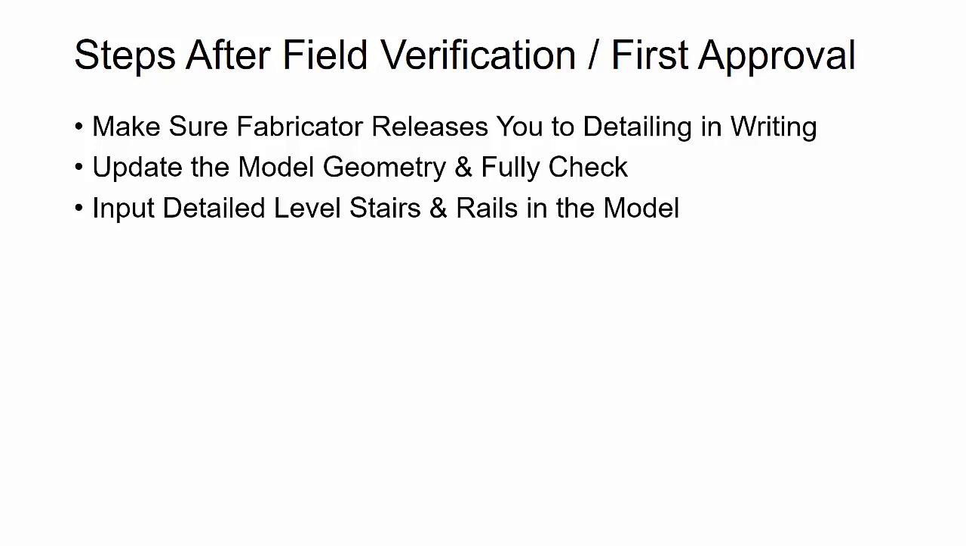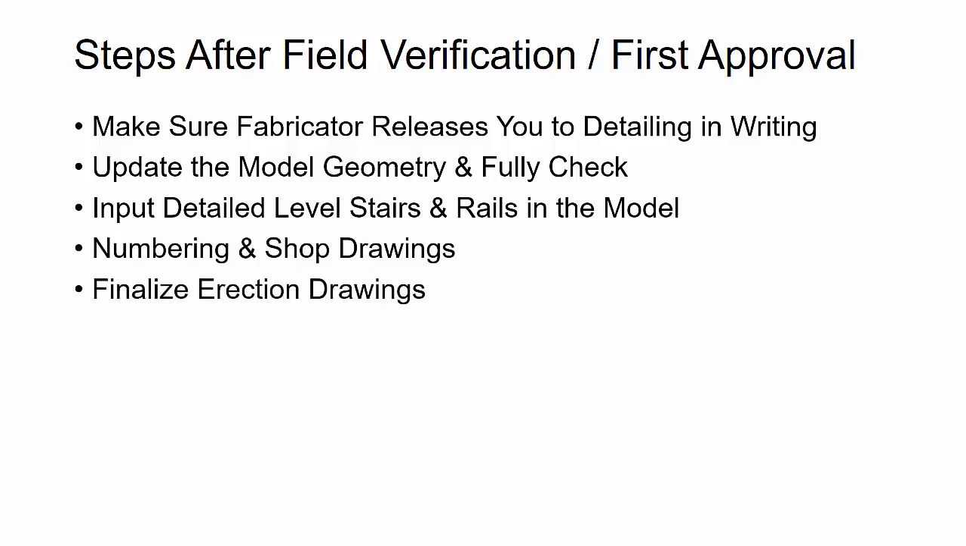Now that you've got all that geometry properly set in the model, you can start applying that detail. From there, you're going to do numbering and you're going to start creating your shop drawings. And then you'll finalize your erection drawings, submit for a final approval or an official approval if needed.